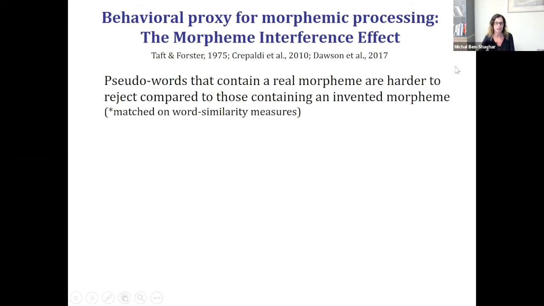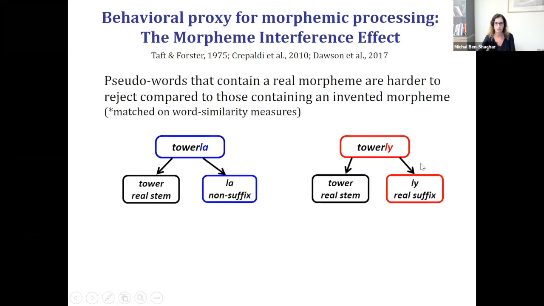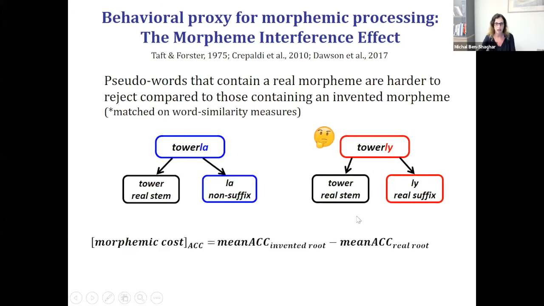Morpheme interference effect is the phenomenon that pseudo-words that contain real morphemes in them are harder to reject compared to those that contain invented morphemes. So for example, if you take 2 different pseudo-words and you just carry out lexical decision on them, one of them is going to be harder to reject because it's composed of 2 real morphemes. And the other is going to be easier to reject because one of the morphemes is unreal. There is no such morpheme in English. So we expect people to have a harder time processing these stimuli, the ones that contain only real morphemes, and it's harder to reject them as non-words.